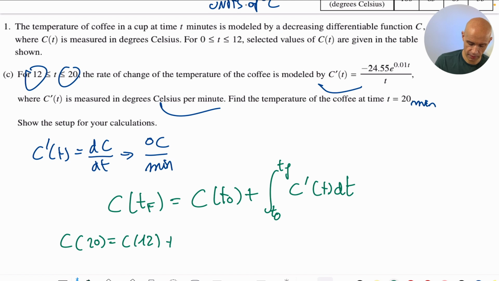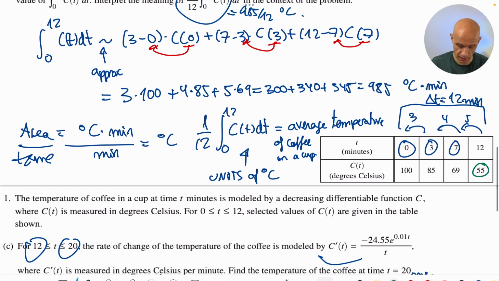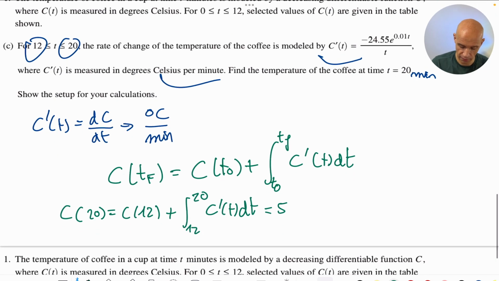The initial time is 12. Yes. And then the integral is going to go from 12 to 20 of that expression that I'm not going to write. You don't need to write it. It's given there. Now, the only thing that we know is C(12), because C(12) is on the table. So it's 55. Okay, cool. But this integral you must find through numerical integration. So how do we do that?